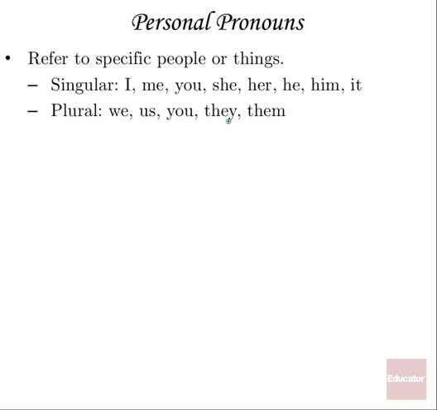All right, we begin with personal pronouns. Personal pronouns refer to specific people or things. So there are singular and plural personal pronouns. Singular: I, me, you, she, her, he, him, and it. Notice the it that can take the place of an awful lot of different things. Now the plural version: we, us, you again, they, and them. All of these words can stand in for people or things. Let's look at some examples.